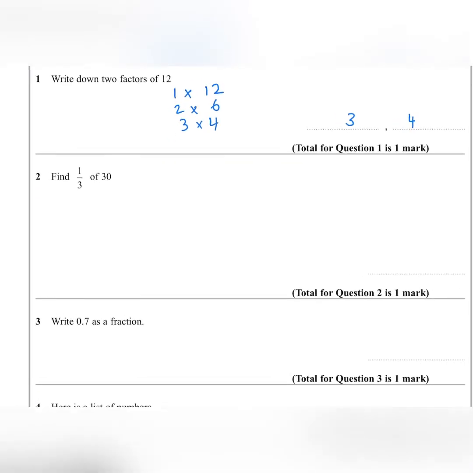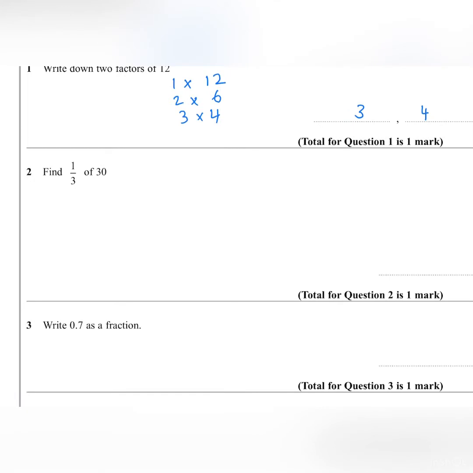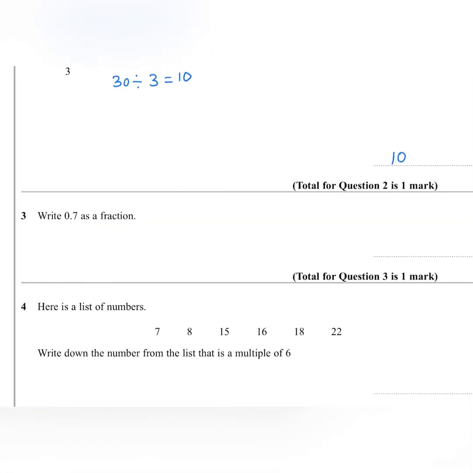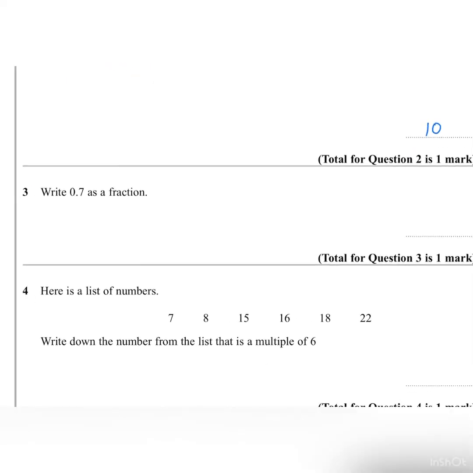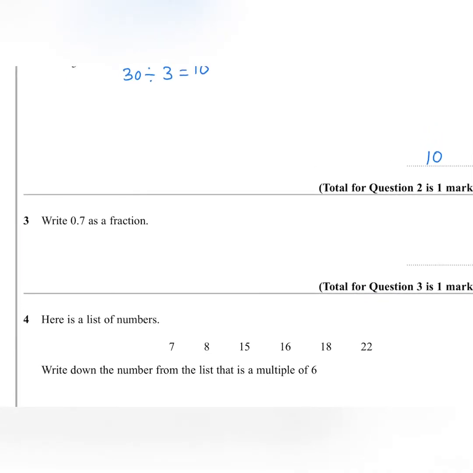Okay, question 2, find 1/3 of 30. So 30 divided by 3, which is 10. So that is 1/3 of 30. And question number 3, write 0.7 as a fraction. So 0.7, if you have a look here, in terms of the fraction is 7 over 10, which would be 70%, but they're looking for a fraction here, which is 7 over 10.